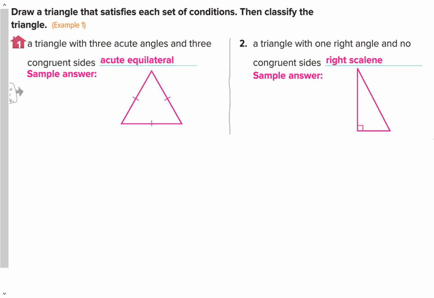All right, draw a triangle that satisfies each set of conditions, then classify the triangle. It says a triangle with 3 acute angles and 3 congruent sides. This is actually going to be called an acute equilateral triangle because classifying it by angles, it's acute. And when it says 3 congruent sides, that means that 3 of the sides have to be equal. So that's going to be an equilateral triangle because by definition, an equilateral triangle has 3 equal sides.